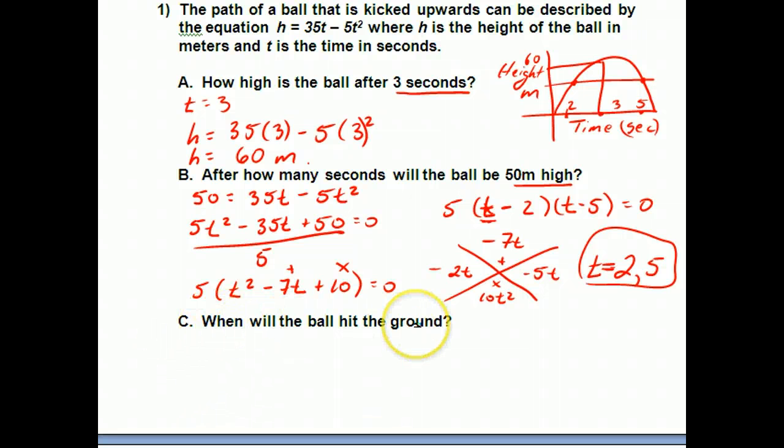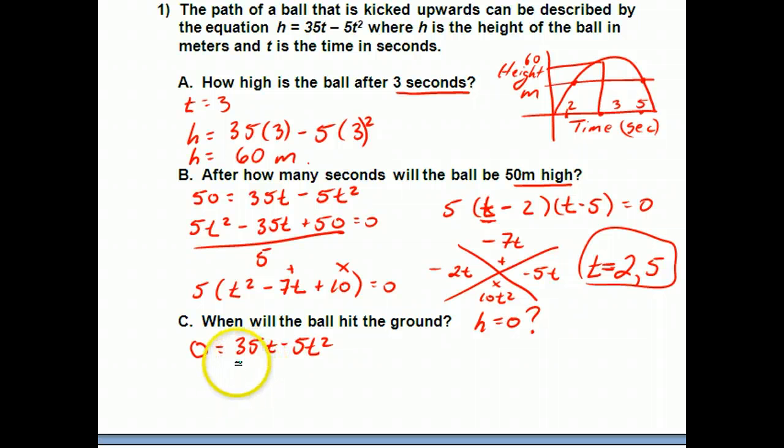Now, when will the ball hit the ground? They didn't really give us a number here, but what height is the ball going to be at when it hits the ground? It's going to be at a height of 0. So what they're really asking is when is h equal to 0? Again, I'm going to go back up into my equation and substitute 0 in for where my height is. 35t minus 5t squared. I'm going to do the same thing and factor that out to see what my solutions are.